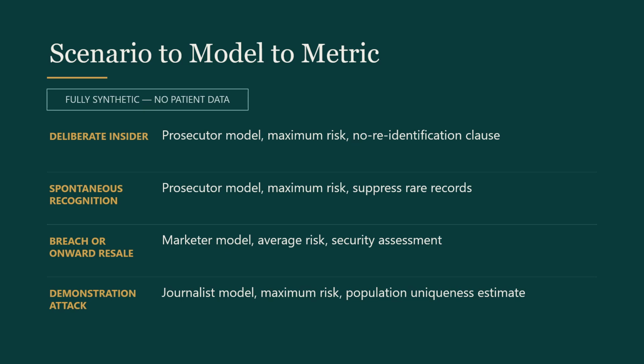4 rows, 4 arguments, and every cell traceable. And notice the dependency running left to right. The scenario chooses the model chooses the metric, and only then does a control make sense, because a control that mitigates the wrong scenario is expense without protection.